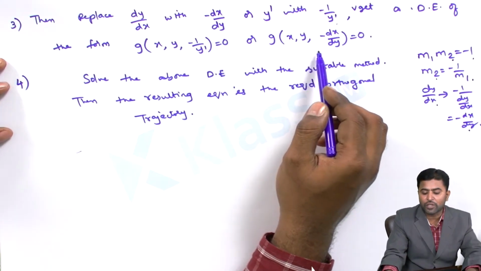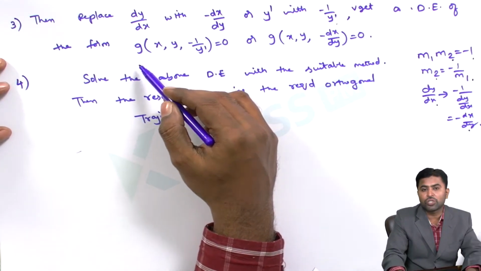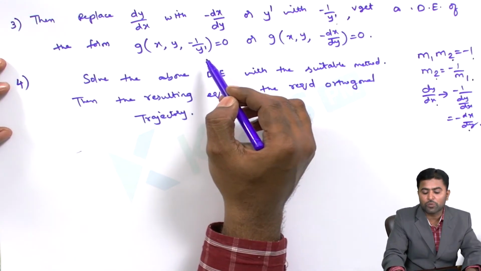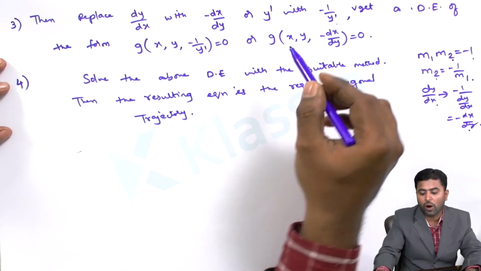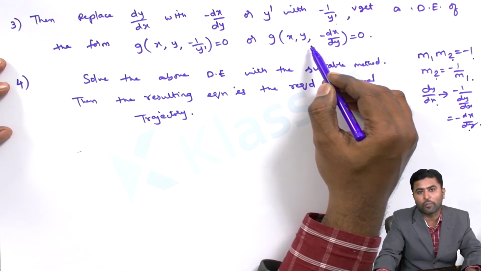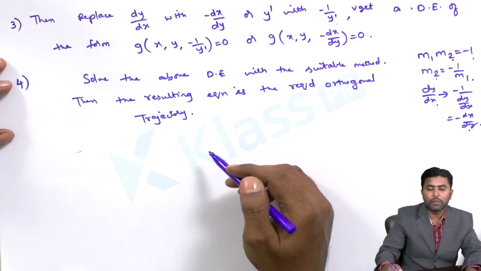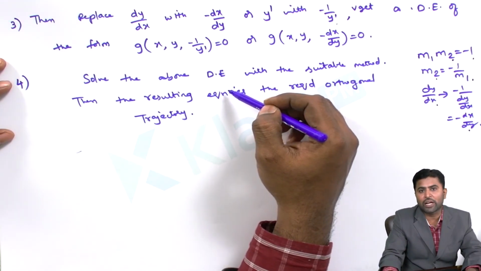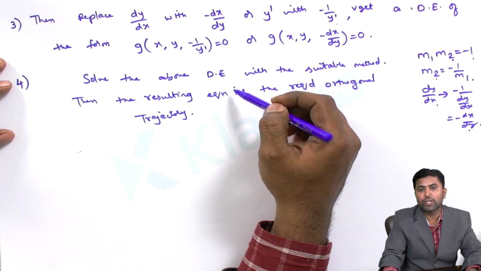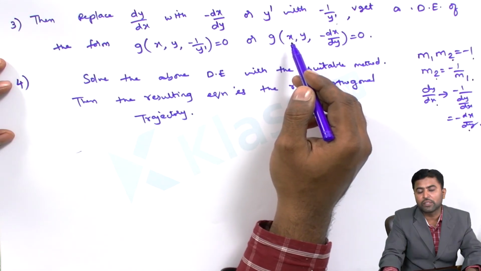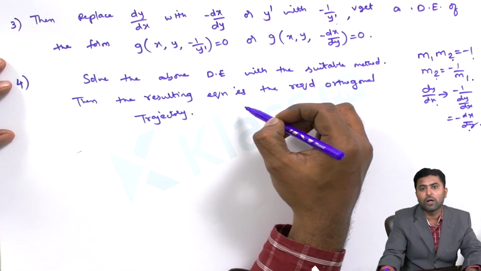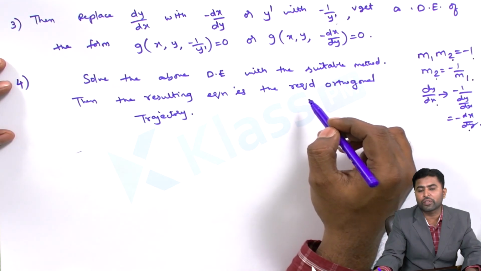Then we get a differential equation like g of x comma y comma minus 1 by y dash equal to 0, or g of x comma y comma minus dx by dy equal to 0. Then by using the suitable techniques that we have learned till now, we have to solve this particular differential equation. Then the resulting equation will become the orthogonal trajectory of the given family.